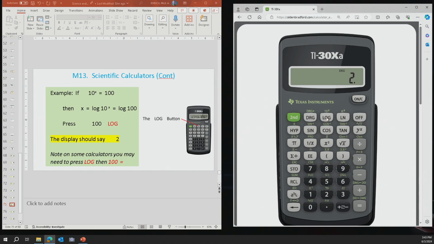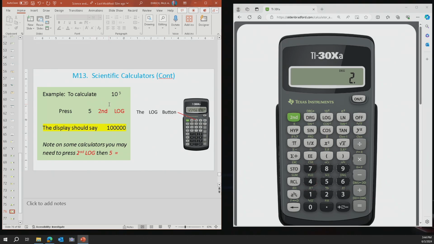Now, on some calculators, however, it has what's referred to as reverse logic. So on some calculators, you may need to press the LOG button first, then press 100, and then hit the equals button. So check your calculator. If your calculator is a TI-30XA, then it's going to be just like what we did. But you may have a different calculator, so check out how your calculator works. So that's the logarithm.